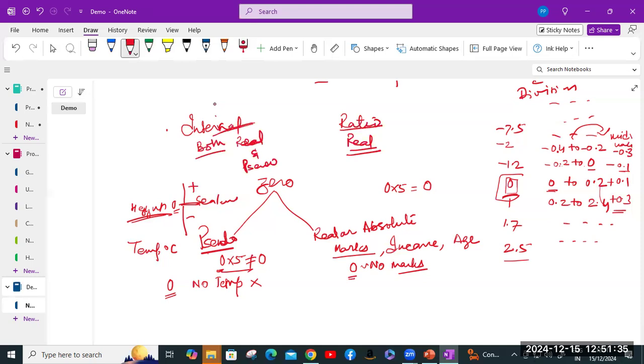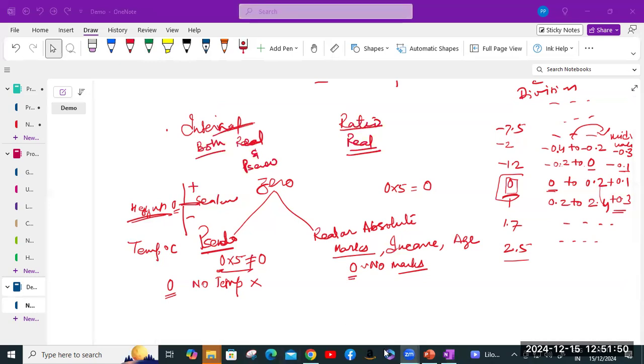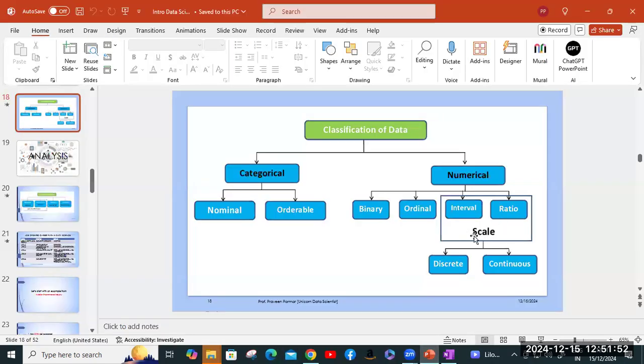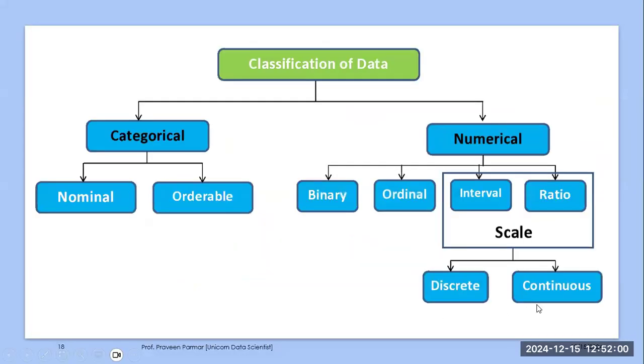Yes. So don't bother about the interval and ratio, you just say the scale. Whenever you have this sort of variable, you treat them in a different way, which I explained to you. Now this scale again we divided in two parts: discrete and continuous. These are the scale data.